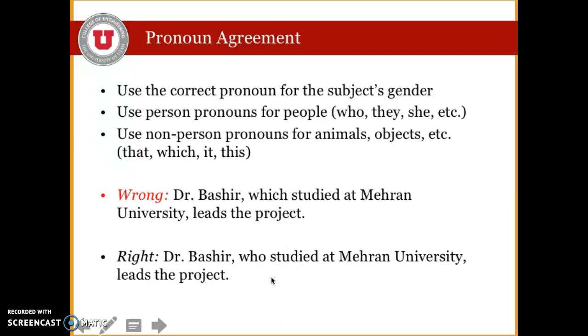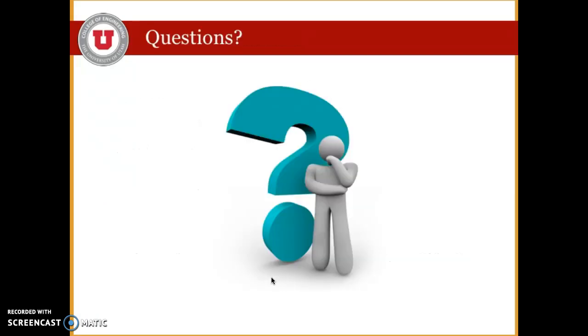So that's it for agreement. Hopefully this was helpful, just reminding you of the rules and tricky cases to look out for, especially as you go revise your theses drafts and your business plans, to look out for these types of errors, which can be easy to make in certain situations.